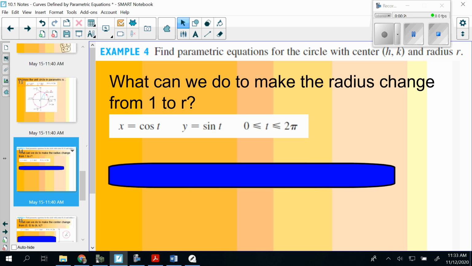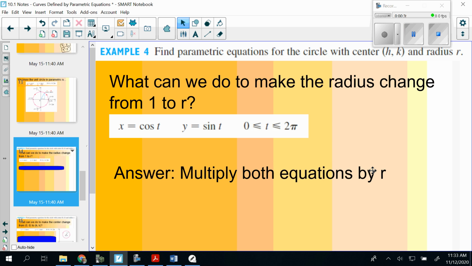What could we do to make the radius change? So on the unit circle, the radius is 1. What if we want it to be bigger? Well, how you do that with parametrics is, if you want it to increase from 1 to r, multiply both the equations by that number and you would expand the radius out.